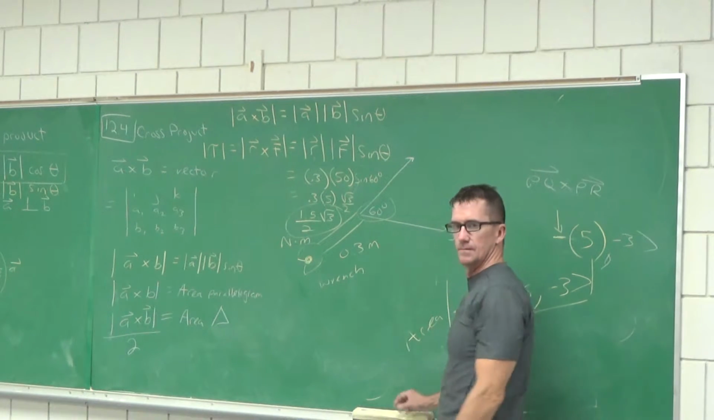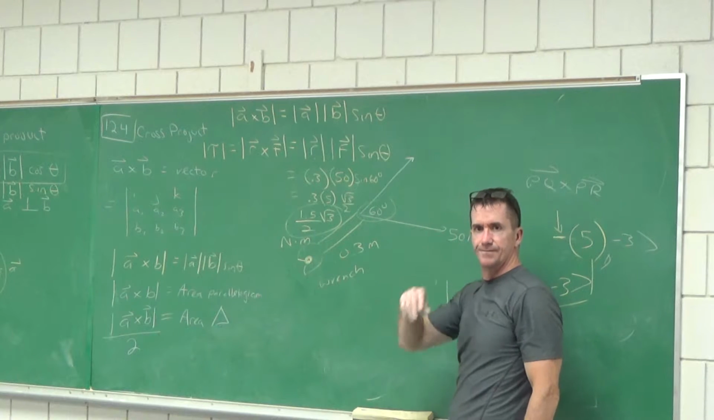Just one thing. Position vector is the vector that starts at 0, 0, right? That's right.